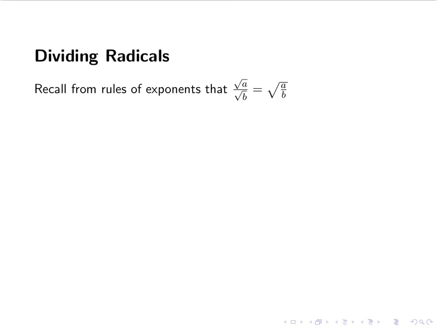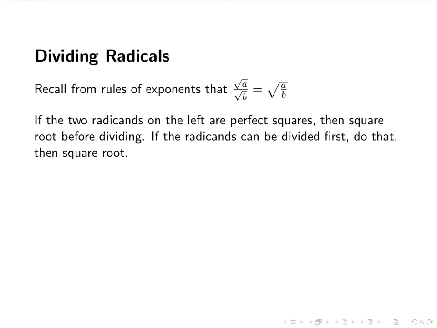I can square root and then divide, or I can divide and then square root. Which one I do depends on my numbers. If the two radicands, so what's inside the square roots, on, say, the left are perfect squares, then I want to square root before I divide. If what's inside the square roots are multiples of each other, or they have factors in common, then I want to divide first. Okay, so it's going to depend on what it looks like for what I want to do first.